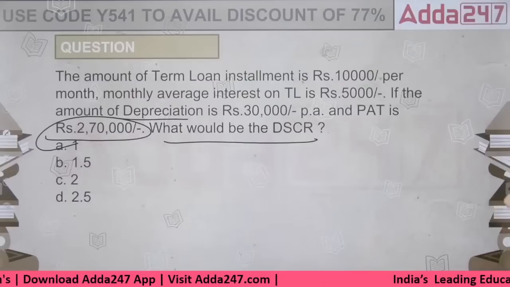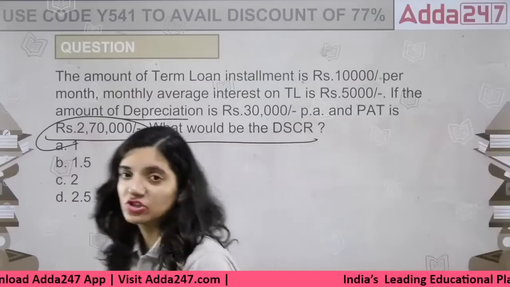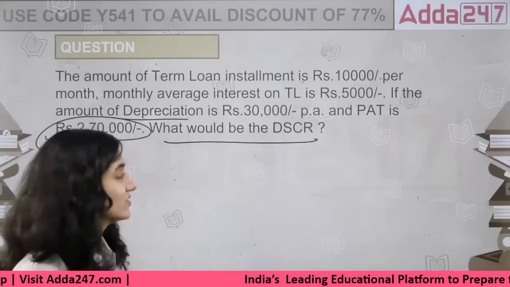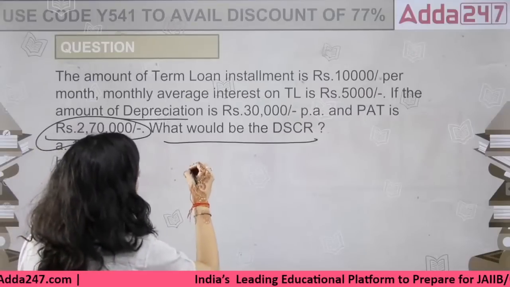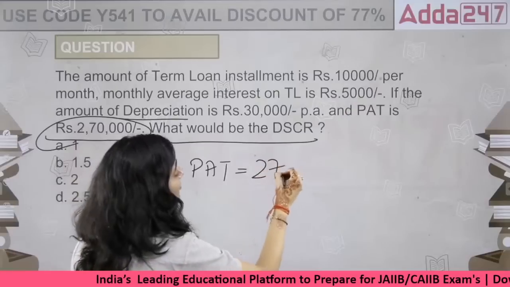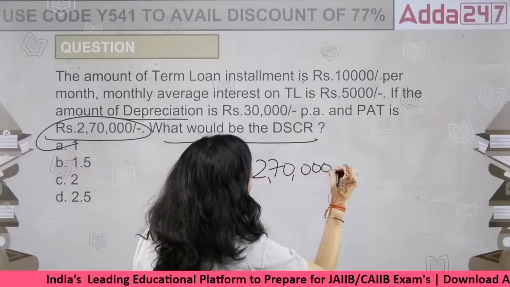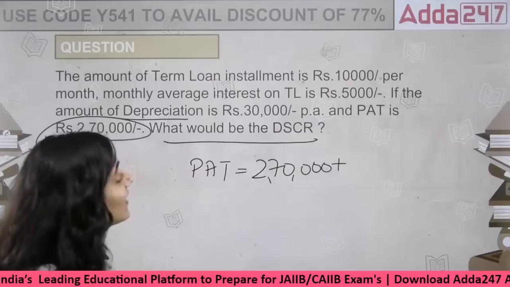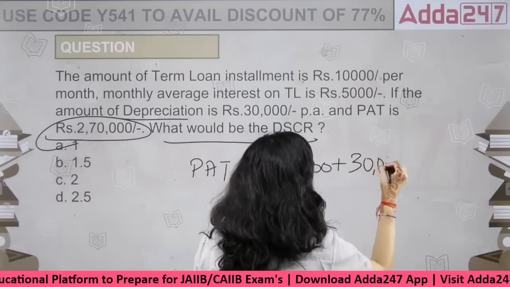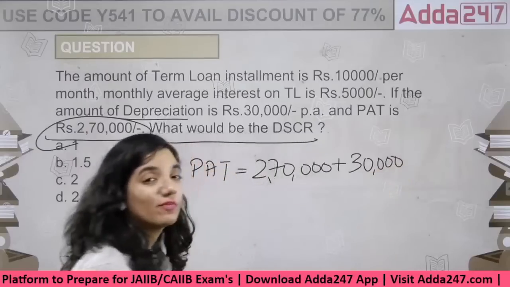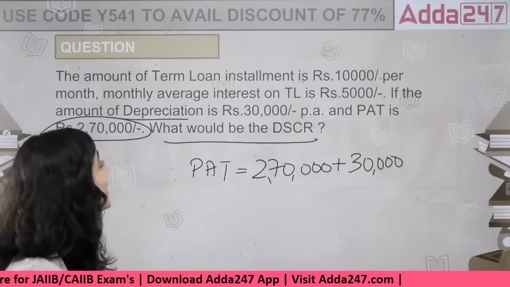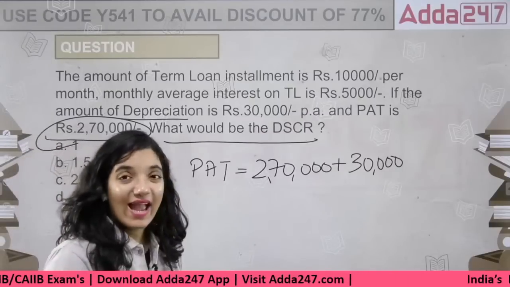First of all, when we are going to calculate the debt service coverage ratio, that means whatever profit we have before depreciation and before interest. So, how do we calculate profit before depreciation? What we have is PAT, that is profit after tax, 2,70,000. So, let's add back a few things. Number one, let's add back the depreciation, because depreciation is a non-cash expense. So, we still have this much money in our bank accounts. Plus, the interest is going to be paid in any case, so we'll add it back.